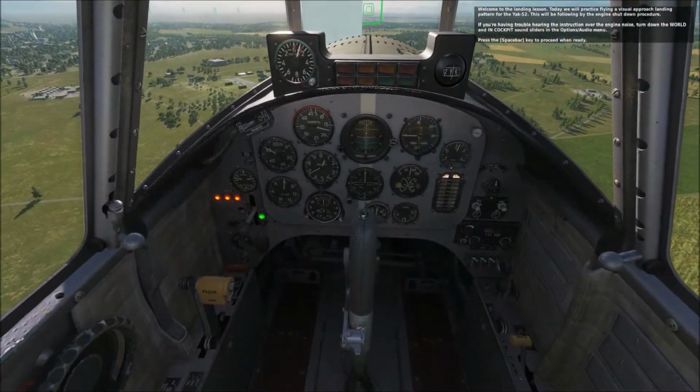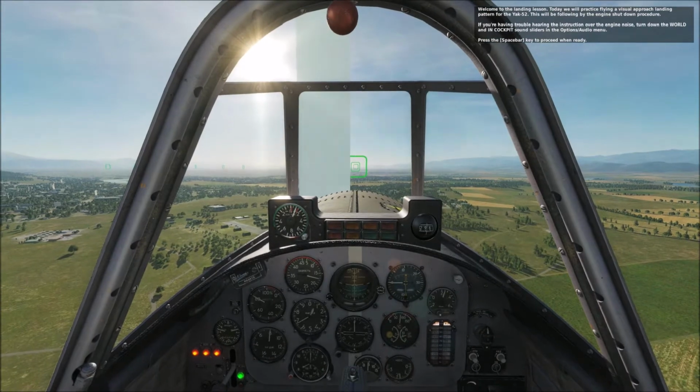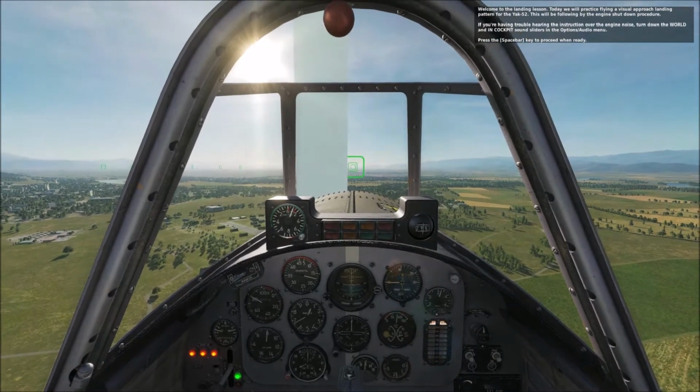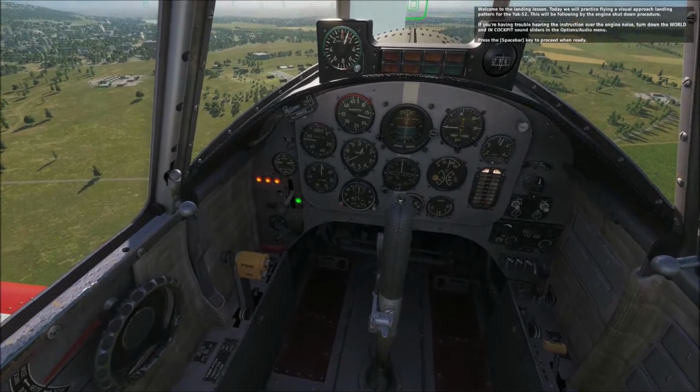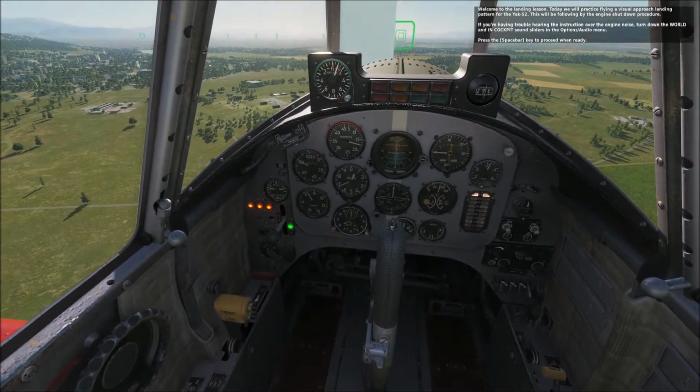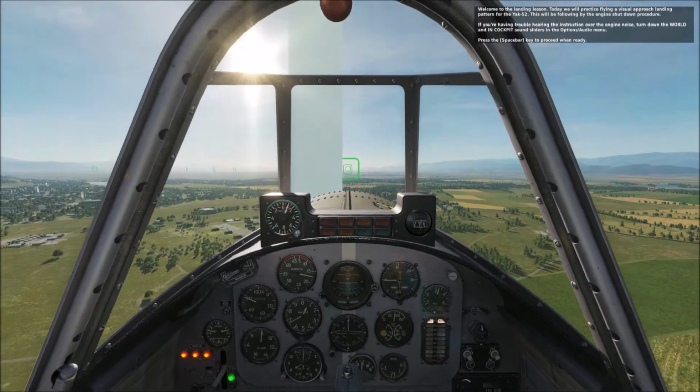If you are having trouble hearing the instruction over the engine noise, turn down the world and in-cockpit sound sliders in the options audio menu. Press the spacebar key to proceed when ready.